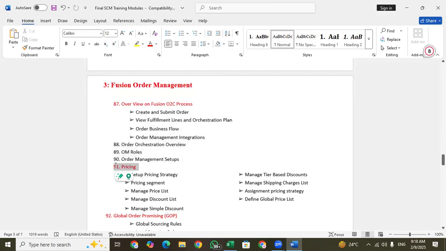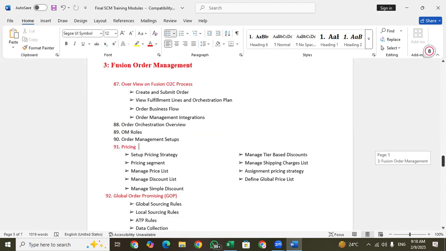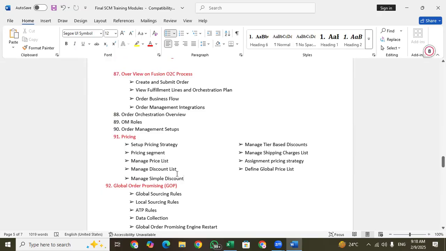After that, every item has a pricing. Creation of a sales order is not a problem; for that item, there is a price. The price needs to be set up in the application, and that price will be defined from here. There are a lot of things here, segments and discounts. How do you apply the discounts?